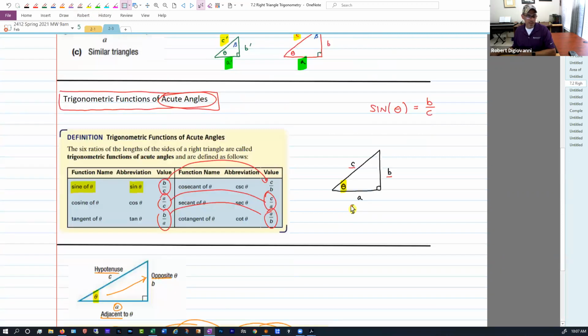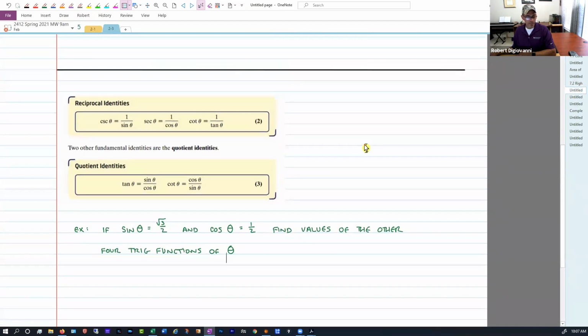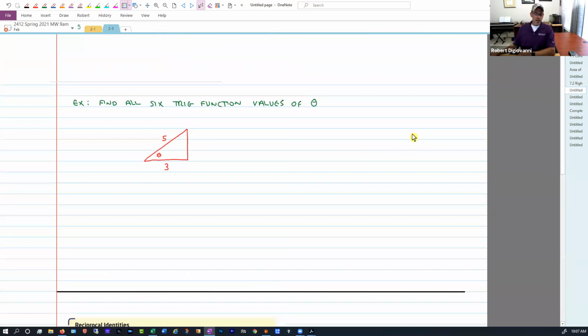Let's do some problems. We can sit here and look at formulas all day long. Let's do some problems. So here's a triangle. Let's find all 6 trig function values of theta. Theta is here, which means the opposite side is this side, the adjacent side is this side, and the hypotenuse is this side. I'm going to jot down SOHCAHTOA just to have it.